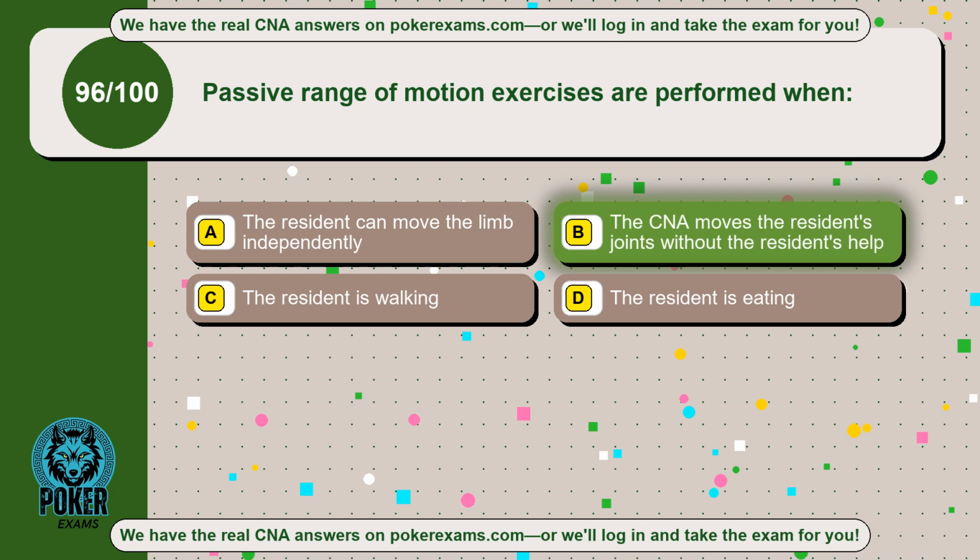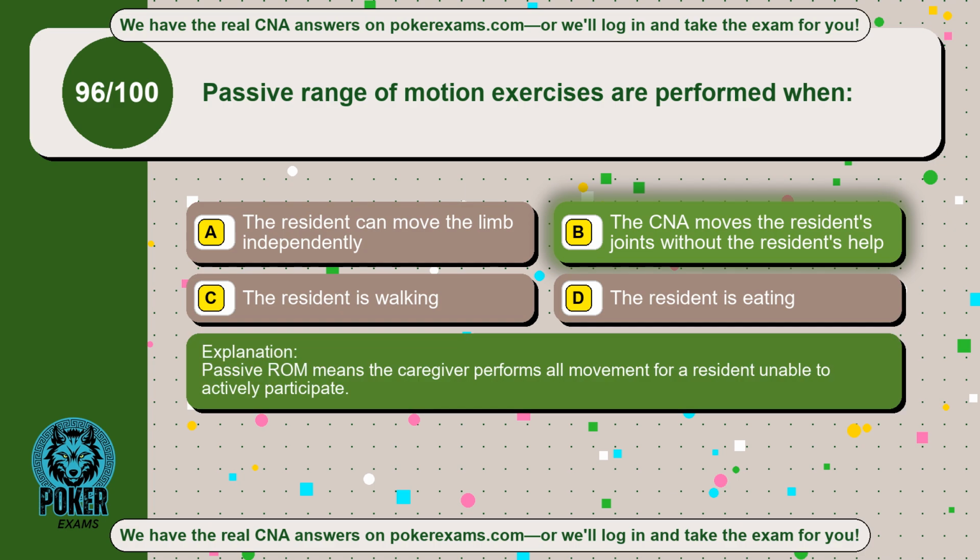The correct answer is option B. The CNA moves the resident's joints without the resident's help. Passive ROM means the caregiver performs all movement for a resident unable to actively participate.